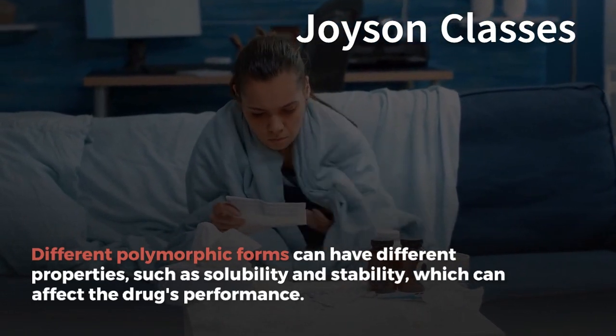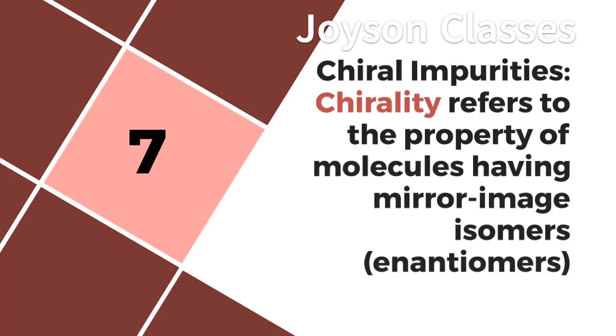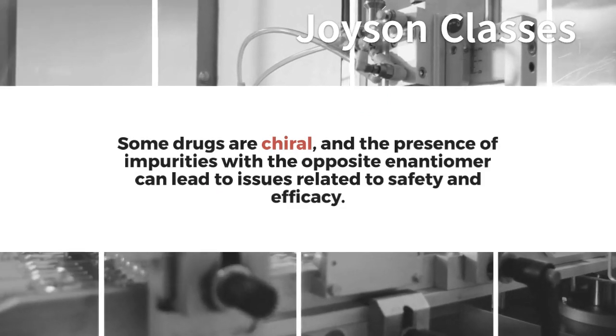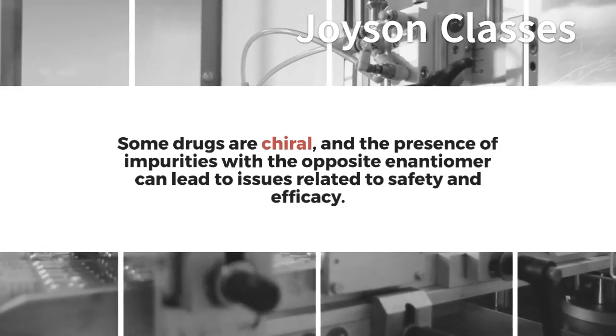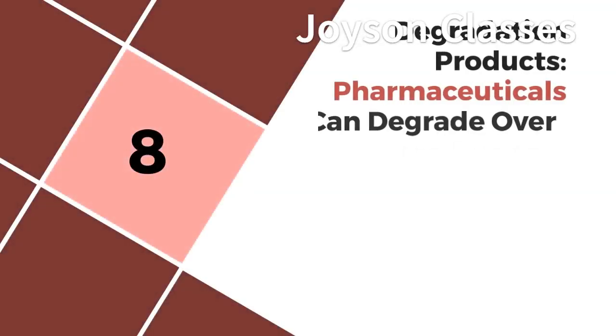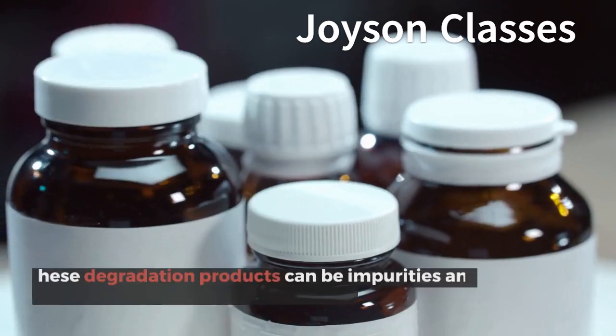Seven, chiral impurities. Chirality refers to the property of molecules having mirror image isomers, enantiomers. Some drugs are chiral, and the presence of impurities with the opposite enantiomer can lead to issues related to safety and efficacy. Eight, degradation products. Pharmaceuticals can degrade over time due to exposure to heat, light, moisture, or other environmental factors. These degradation products can be impurities and may have different properties than the original drug.